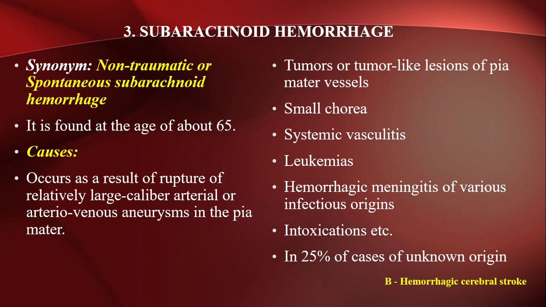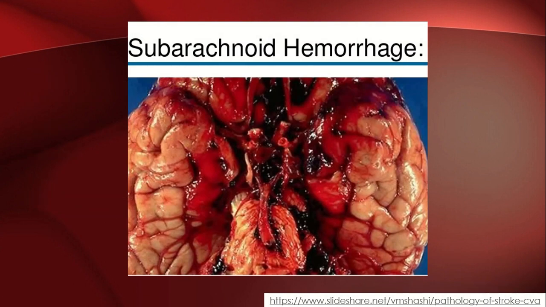Causes: it occurs as a result of rupture of relatively large caliber arterial or arteriovenous aneurysm in the pia mater, tumors or tumor-like lesions of pia mater vessels, systemic vasculitis, leukemias, hemorrhagic meningitis of various infectious origins, intoxications, and so on. And 25% of subarachnoid hemorrhages are of unknown origin. Here is the gross view of the subarachnoid hemorrhage.